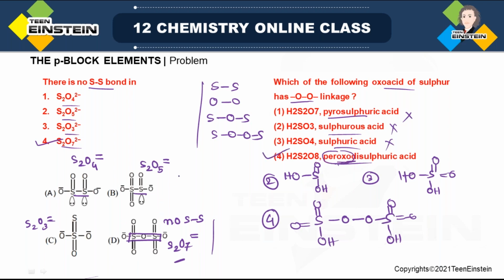But suppose there is no mention of the name, then you have to draw the structure. Otherwise, if the question is given in this way, then just look at this name and choose the correct option. You don't have to write the full structure. Okay, any doubt?